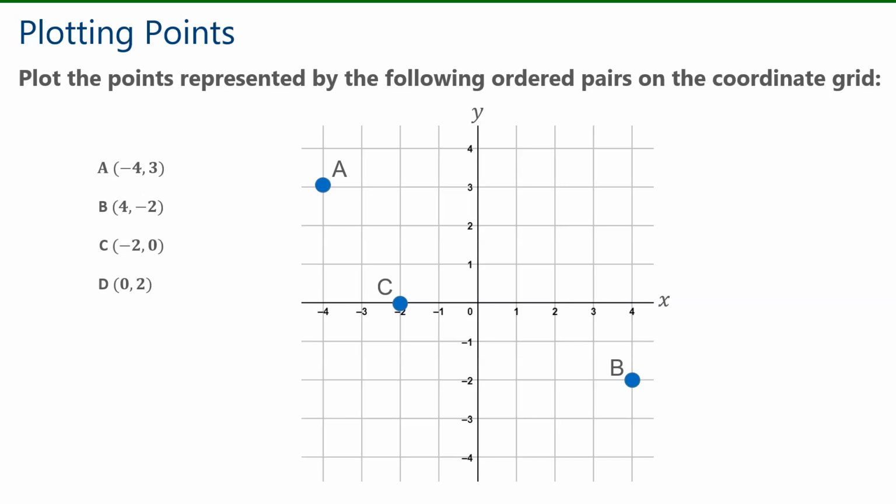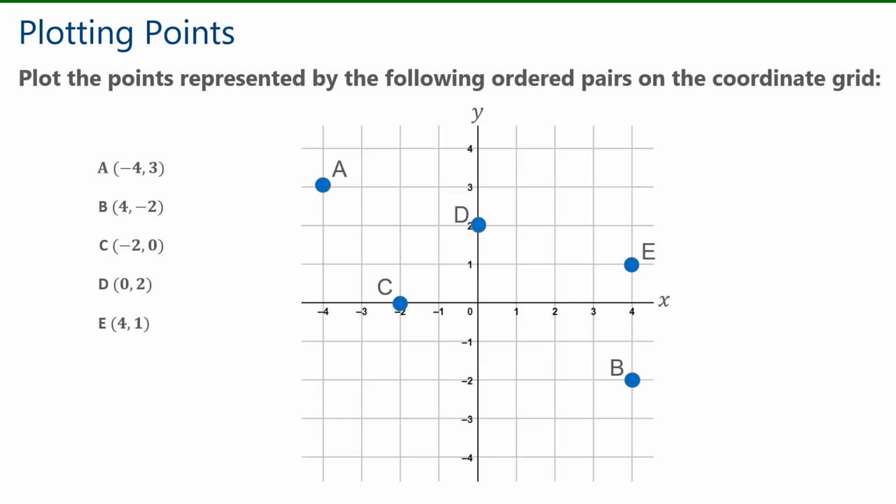Point D has coordinates 0, 2. To get to point D, we start at the origin. We don't need to move right or left, so we just move 2 units up. D would be located here. Once again, D is not in either quadrant because it is directly in between quadrants 1 and 2. Point E has coordinates 4 and 1. To get to point E, we start at the origin and move 4 units right and 1 unit up. E would be located here, and it's in quadrant 1.